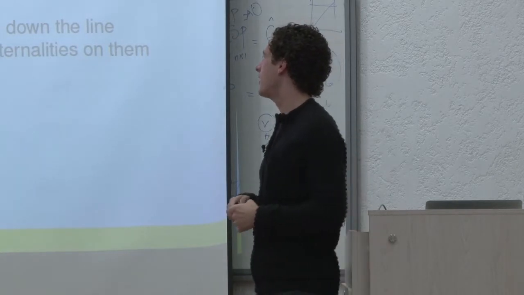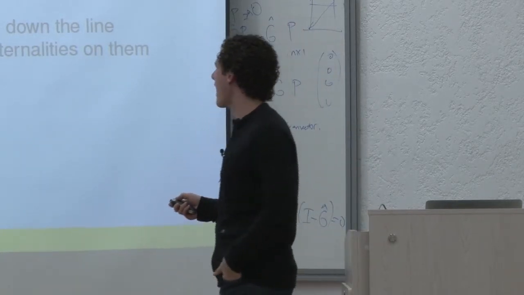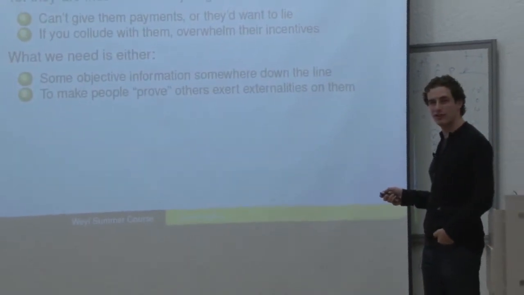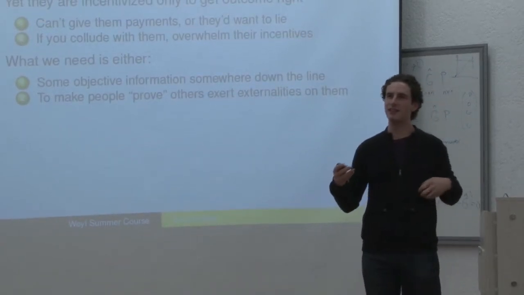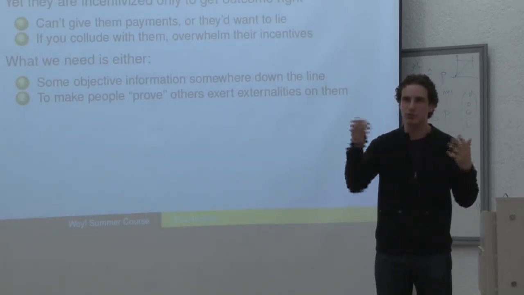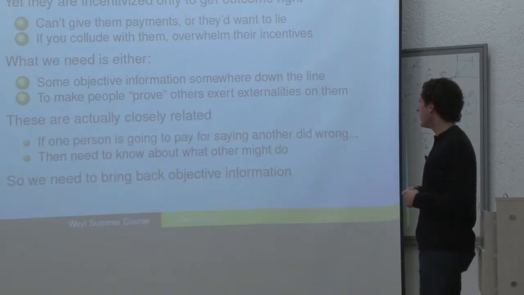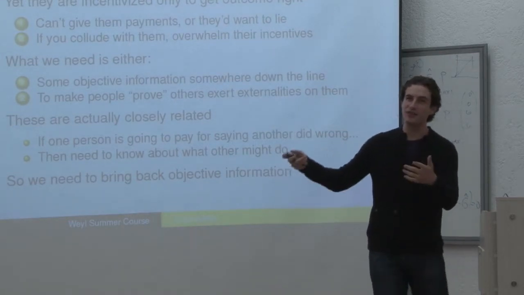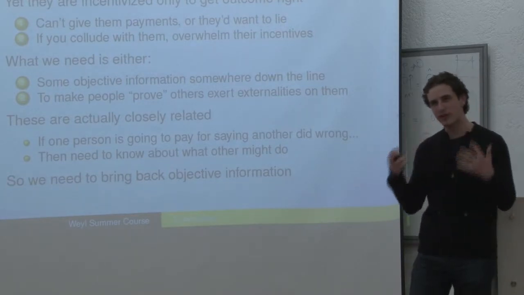And we need to make people prove that they actually exert externalities, that other people actually exert externalities on them. That is, it can't be enough for them to just say that. They need to actually be making some payment which sort of proves that that's the case. And that brings us back full circle to the objective information that we were talking about to begin with, right? So there's no real escape from that.